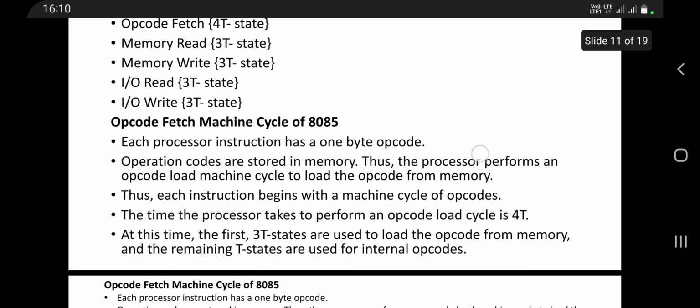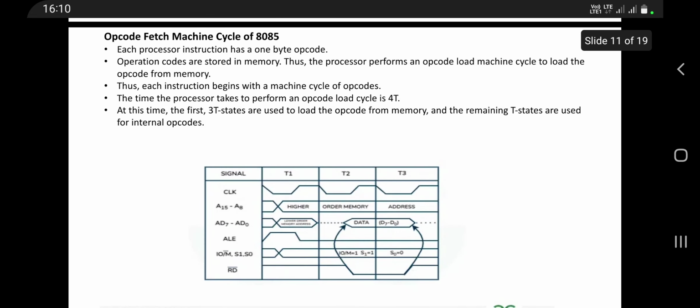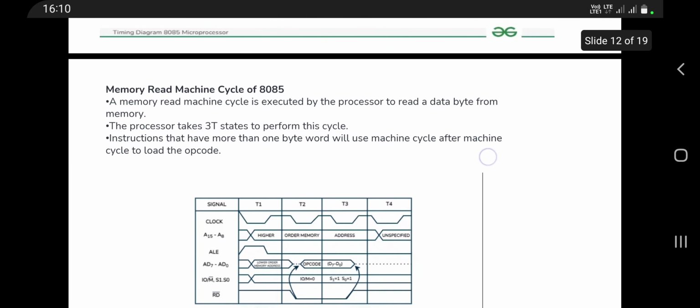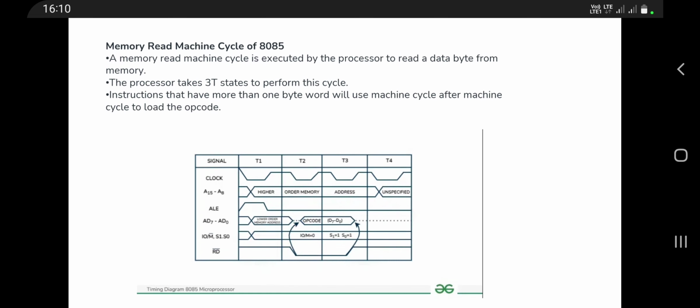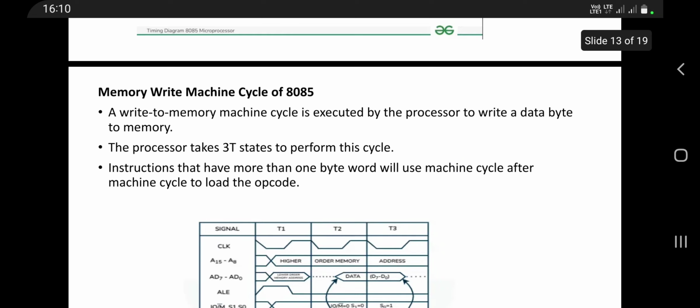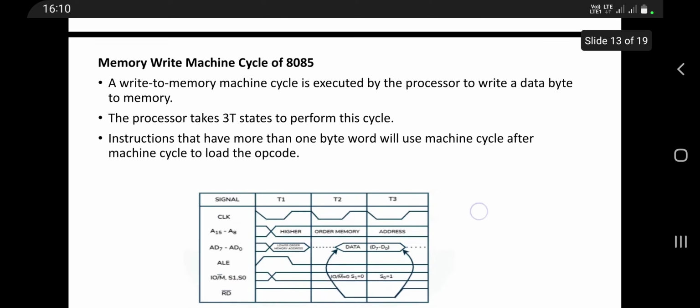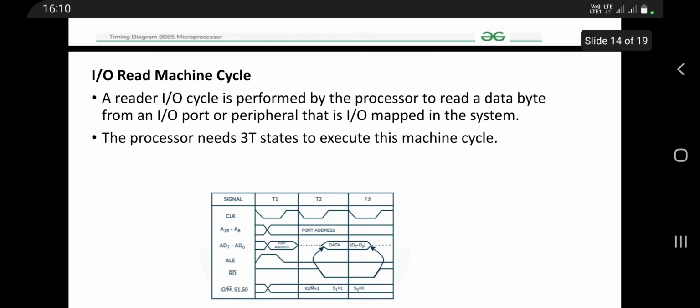Here the opcode fetch machine cycle is given, you just read it out, and the timing diagram is also given here for the opcode fetch machine cycle. The timing diagram for the memory read machine cycle is also explained here, and you just follow this solution. The memory write machine cycle is also given. I don't need to explain the same thing, because I have already explained. You just read this, and you will know how to draw the timing diagram.